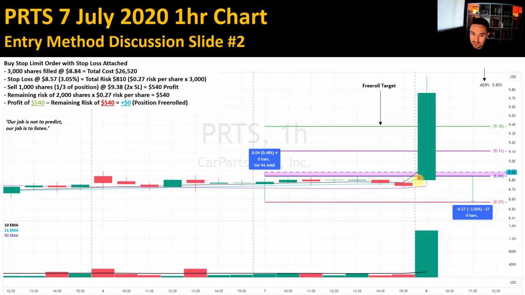So I'll do it in a couple of slides time where we're then going through and, instead of selling 1/3 at 2 times the stop loss, we're selling half of the position at 1 times to illustrate how this kind of free rolling and that risk mitigation works. So do you see how we're working through the process here?